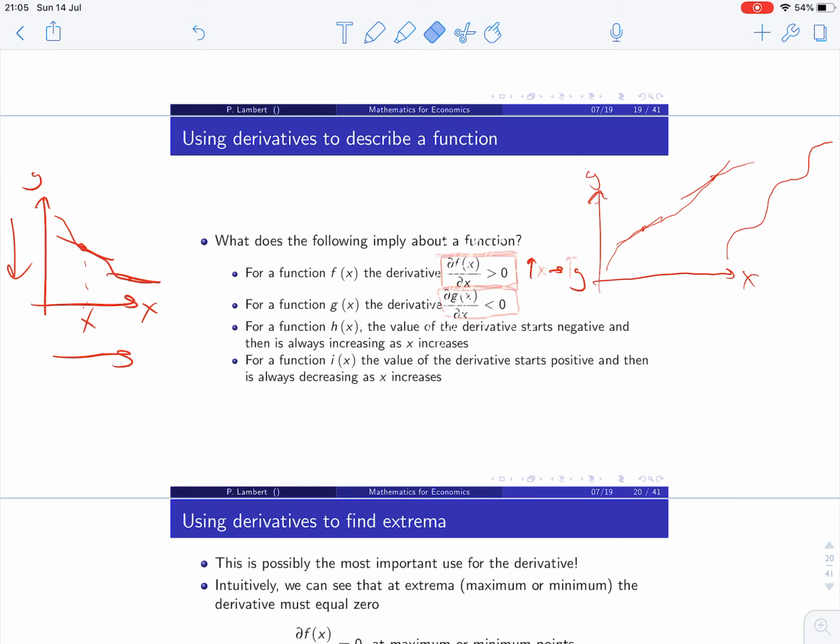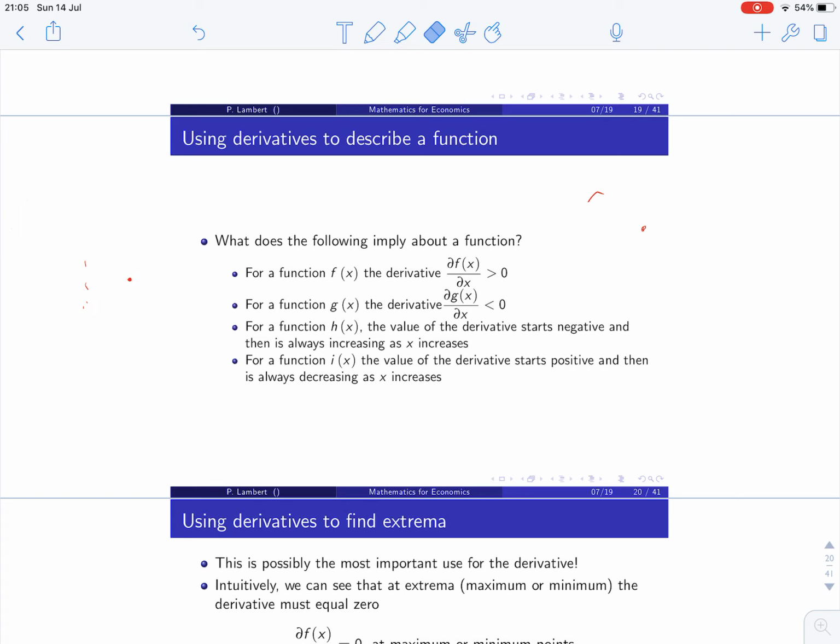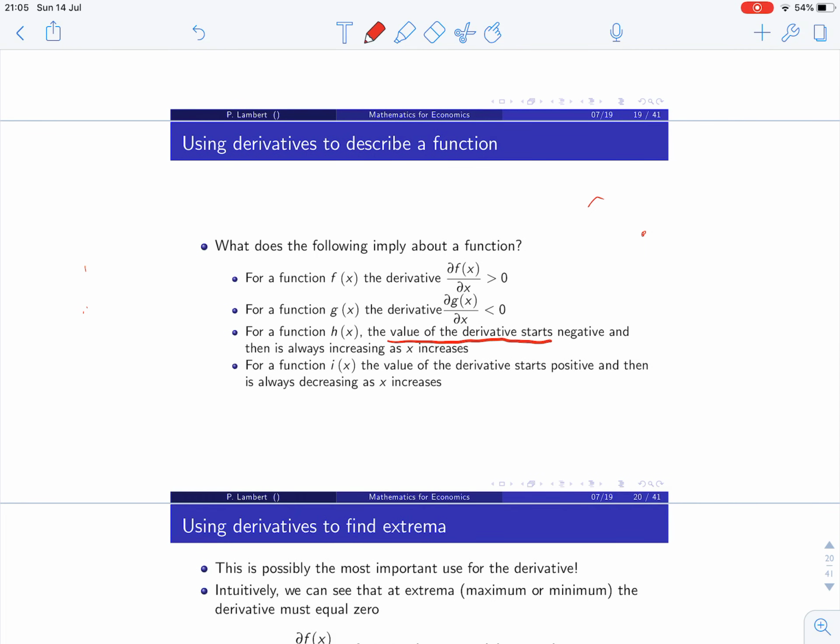Let me just get rid of some of this because it's getting a little bit messy. Some other things that are interesting are when the value of the derivative starts negative and then is always increasing as x increases. So let's look at an example of that. The value of the derivative starts negative. So we have a downward sloping function at some input value.